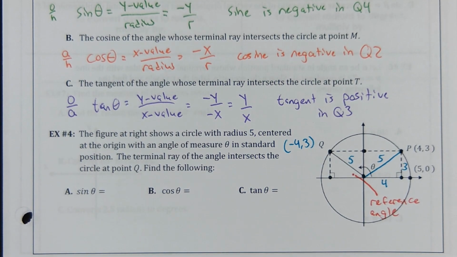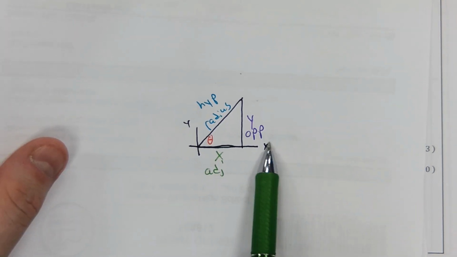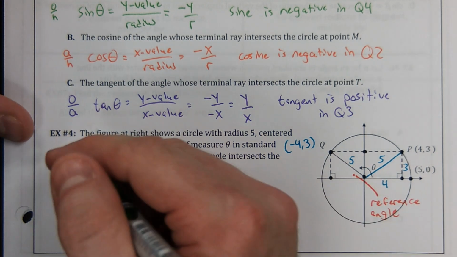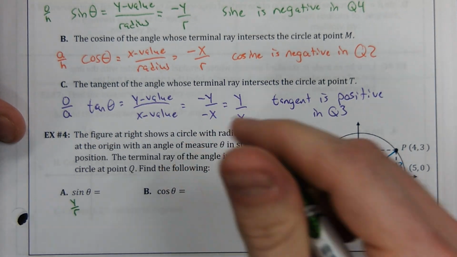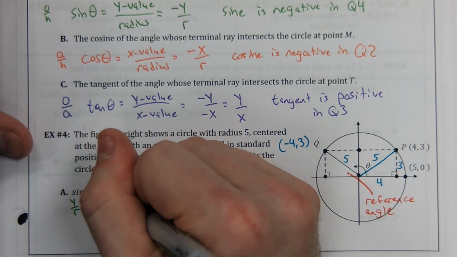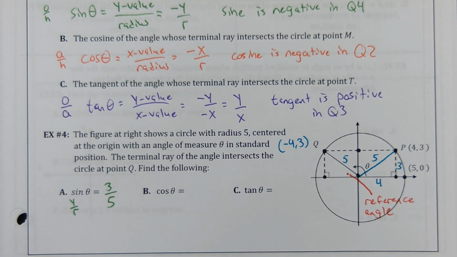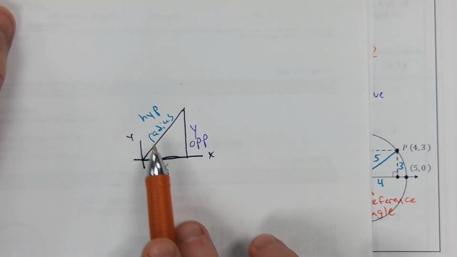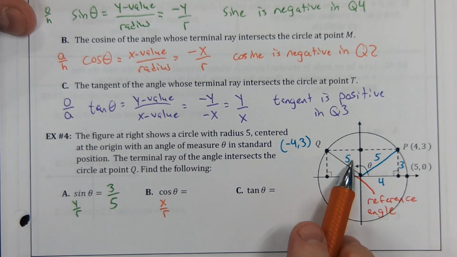So sine at this theta, let's see, sine, memory breadcrumb, sine uses opposite over hypotenuse. Oh, it's y over r. Sine is y over r. That's going to be 3 over 5. Cosine, adjacent over hypotenuse, memory breadcrumb, x over r, is going to be -4 over 5.